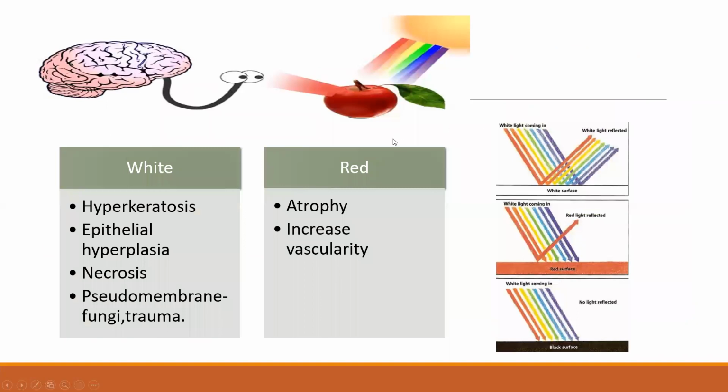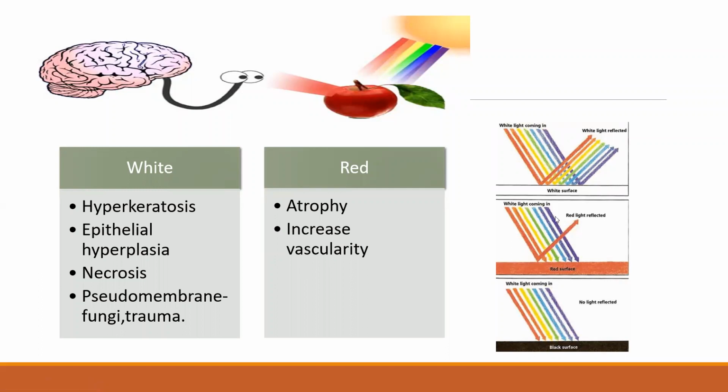Now, why exactly do we see these different colors of lesions like white and red? Going back to the basics, a quick review. We see a white surface because the visible light is totally reflected, and a black surface absorbs all these wavelengths of light. That's why there's no reflection, and that's why we see it as black. Red is seen by our eyes as red because only the wavelength of red is reflected.